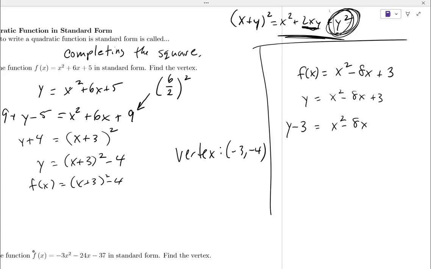Now we look at this coefficient, which is 8. What do I do with the coefficient? Divide it by 2 and then square it, right? We divide it by 2, we get 4. Square, we get 16. If I add 16 on the right-hand side, what else better we do? Add it to the left. Good. So what does the left-hand side become? y plus 13.